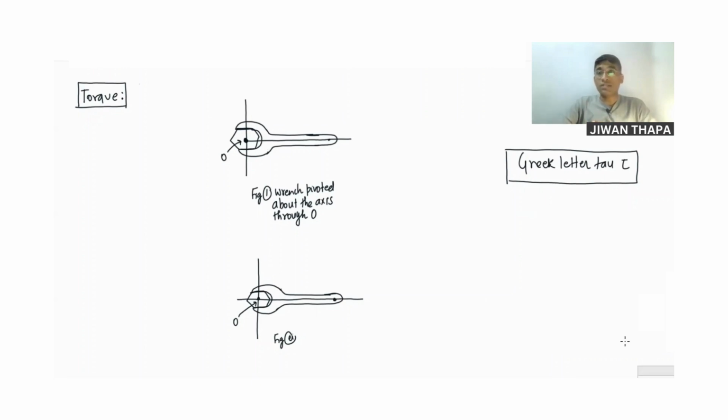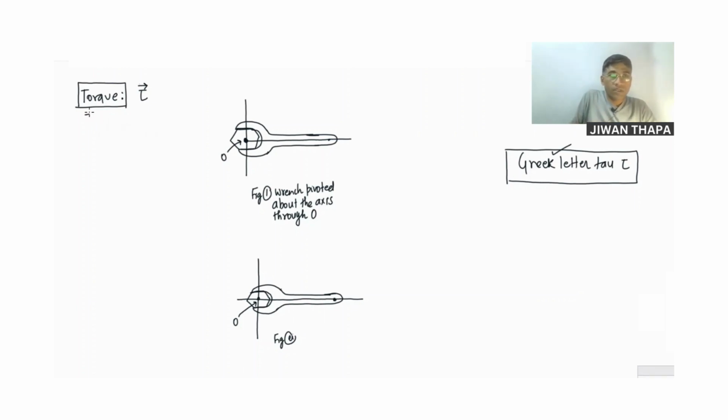We are going to discuss the concept of torque. Torque is denoted by the Greek letter tau, and torque is a vector quantity. So we use this symbol to represent torque. The tendency of force to rotate an object about an axis is measured by a vector quantity called torque.